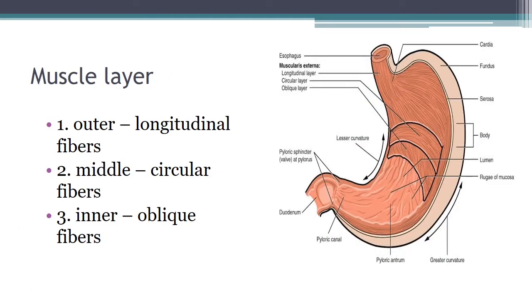Now the muscle layers. First, you can see in the figure there are three layers: the outer layer, the middle layer and the inner layer. In the outer layer there are longitudinal fibers, in the middle layer there are circular fibers, and in the inner layer there are oblique fibers. So these are the three muscle layers.